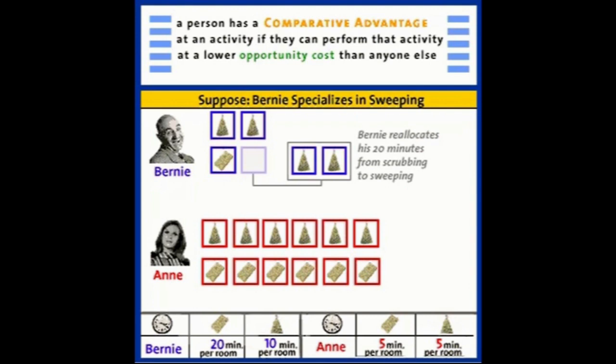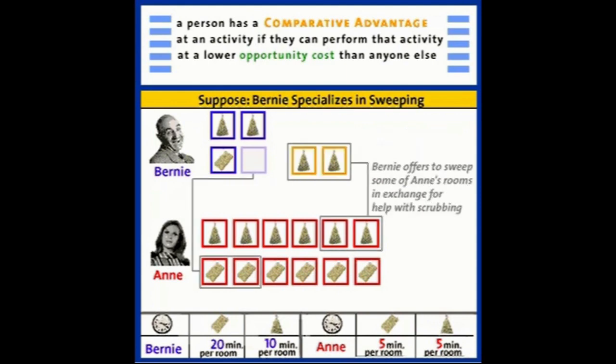So what Bernie does then is give some sweeping services to Anne. He sweeps 2 rooms for her. Well, this now frees Anne not to have to sweep those 2 rooms herself. And with those rooms not having to be swept by Anne, she has 5 minutes here and 5 minutes here that she can now reallocate towards scrubbing. So Anne sweeps less and scrubs more. She moves this time into scrubbing and increases her scrubbing activity as she cuts back on her sweeping.